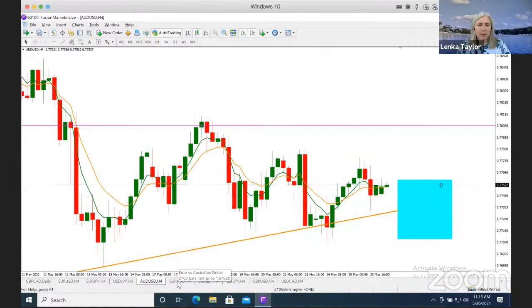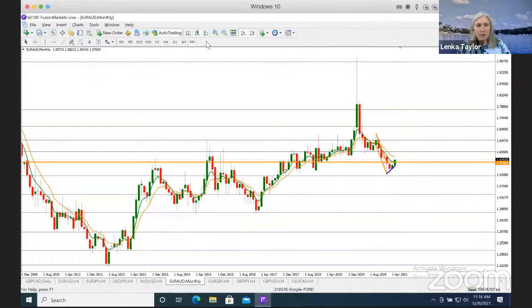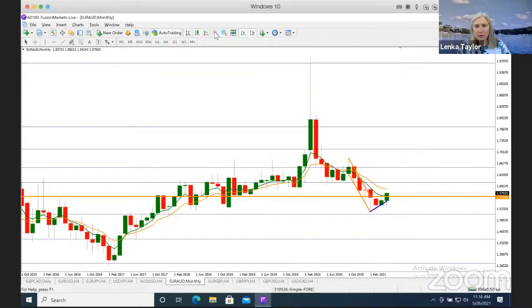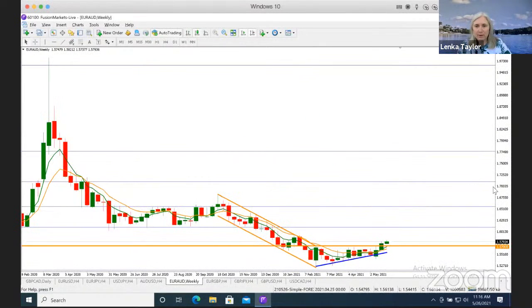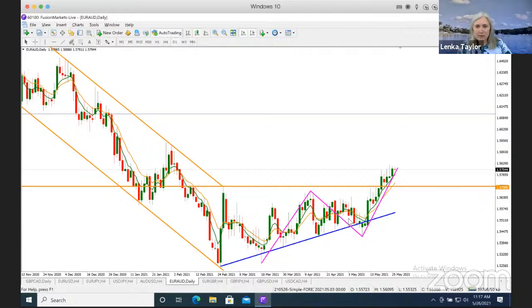Okay, next currency pair I'm going to have a look at is Euro AUD. So this one I was always looking for a short, but after last week and the close on the weekly above that horizontal level, I am thinking possibly long if we get a retracement and a confirmation in the same direction. So on the daily, this is what it looks like.